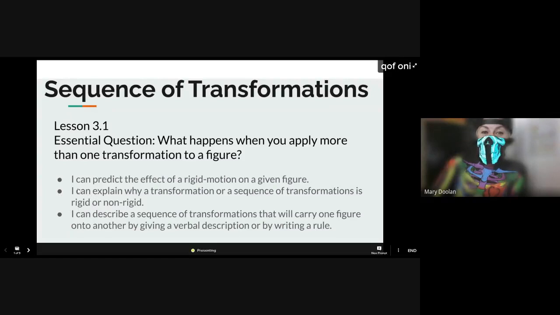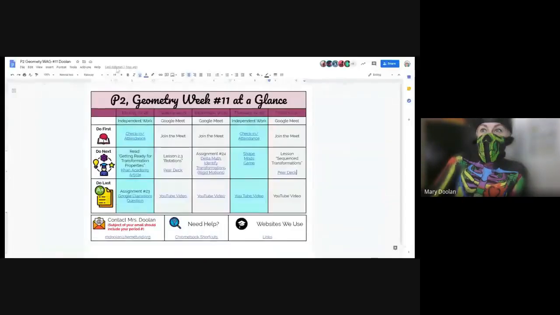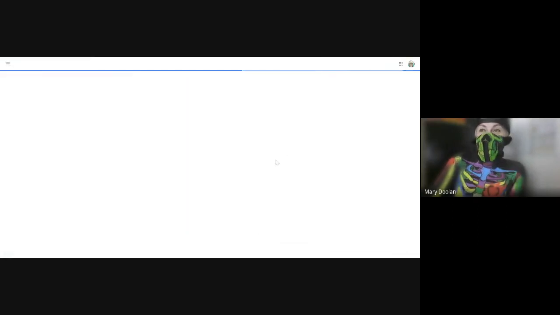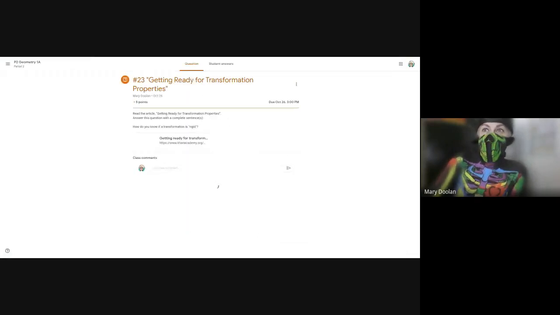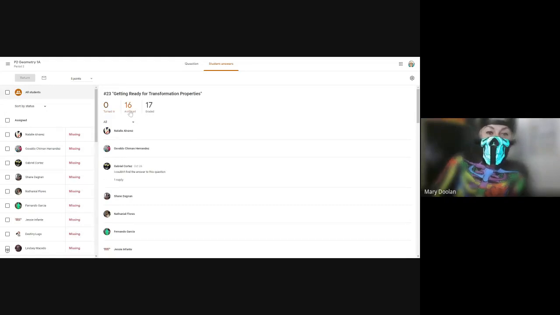You guys defined what that is earlier this week. Rigid versus non-rigid, that was your assignment on Monday. You had a question here: how do you know if a transformation is rigid? Look at that, 16 of you still have it assigned. That is scary. 17 of you had done it.